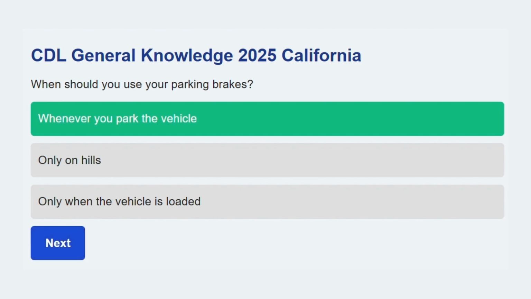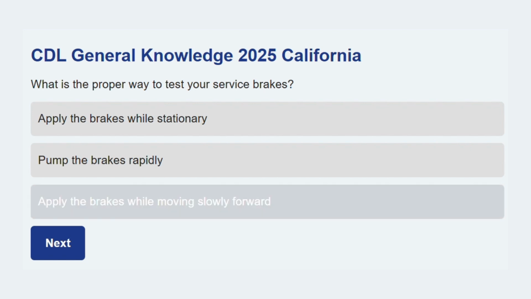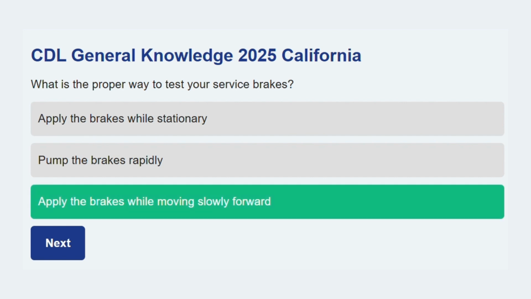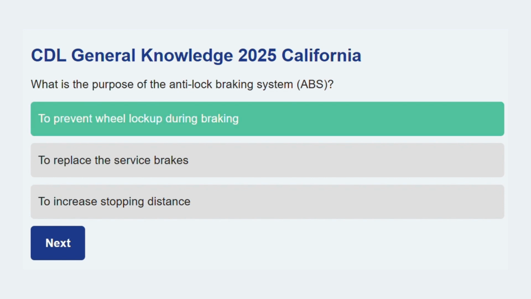Here's one. What is the proper way to test your service brakes? Apply the brakes while moving slowly forward. This ensures they engage smoothly and consistently. Moving on. What is the purpose of the anti-lock braking system, ABS? To prevent wheel lockup during braking, ABS helps you maintain steering control under heavy braking.